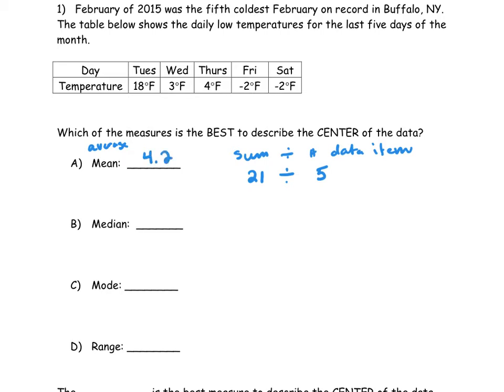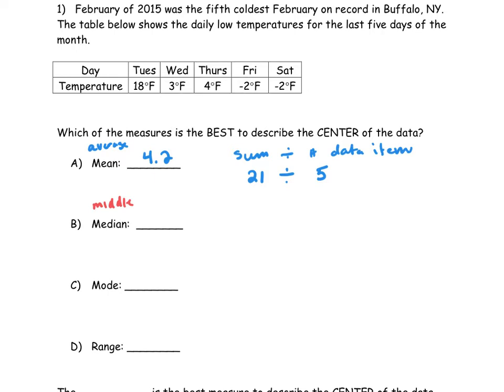Now let's go on to the median. The clue word for median would be the middle. We're looking for the middle of the data. However, we must put it in order, so I don't want to just go up here and circle 4 as the middle, because that would be incorrect. It must be in order first.